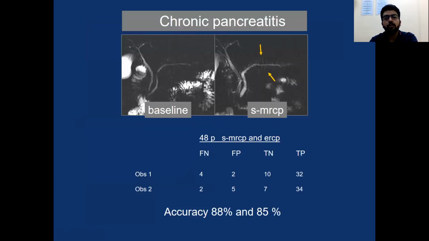So in case of chronic pancreatitis, baseline study is performed and SMRCP is performed. In observer 1, the FN was 4, FP was 2, TN was 10, and TP was 32. In observer 2, the FN was 2, FP was 5, TN was 7, and TP was 34. So the accuracy was 88% and 85% respectively.